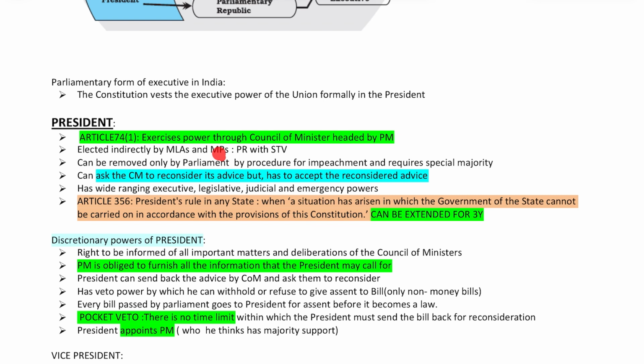So he can be removed only by the Parliament by the procedure for impeachment, and it requires a special majority. So this is a very different kind of majority. It needs 2/3 of the total strength of the house. The President can ask the PM to reconsider his advice, but has to accept the reconsidered advice.